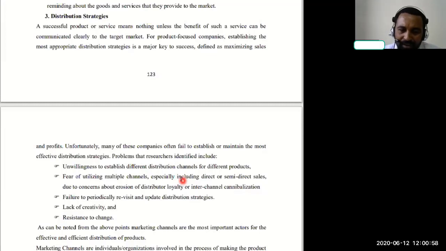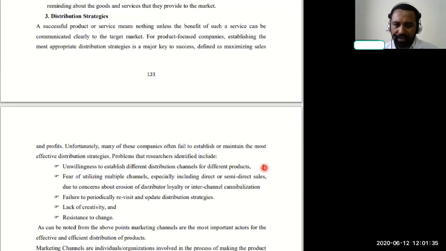Some organizations are unable to establish a relationship with their distributors, since distributors are responsible for distributing different products. If the organization is very large, they can identify an exclusive distributor. But if the organization is small or medium, it's difficult to establish an exclusive distributor.